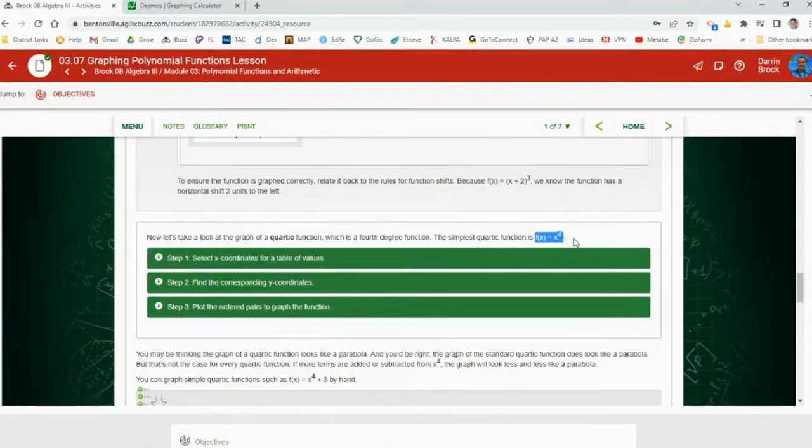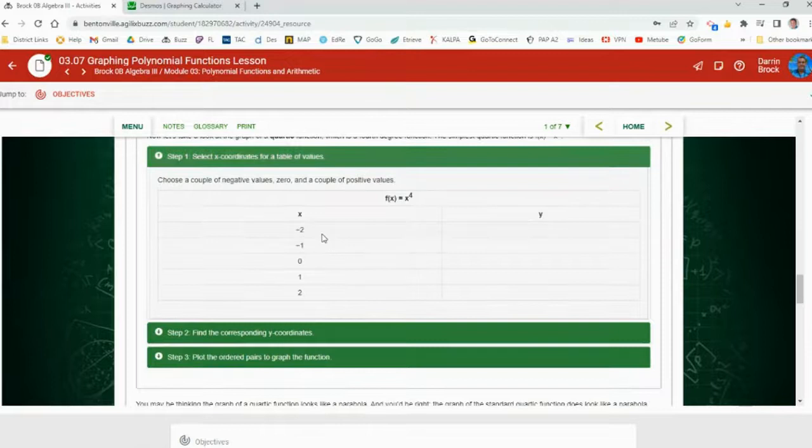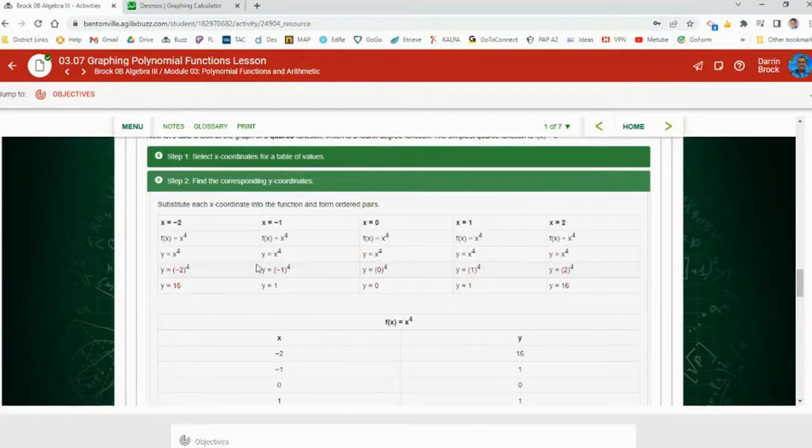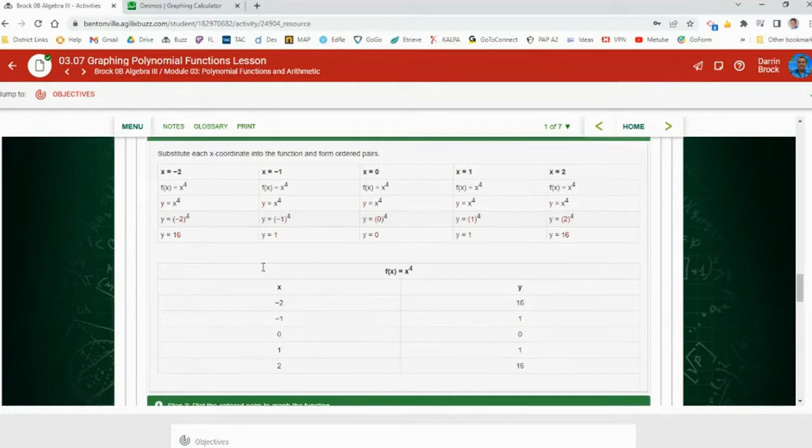A quartic function, fourth degree. F of x equals x to the fourth. Again, our table of values: -2, -1, 0, 1, 2. Substituting those numbers into the equation. Like I said, that is a really big skill in math and algebra, being able to substitute in and get an answer. When you take -2 and substitute it in for x to the fourth, that gives you -2 to the fourth. -2 times -2 times -2 times -2 equals 16.